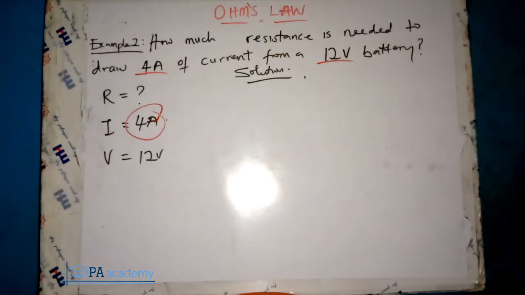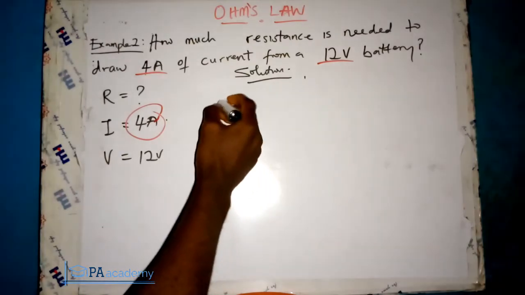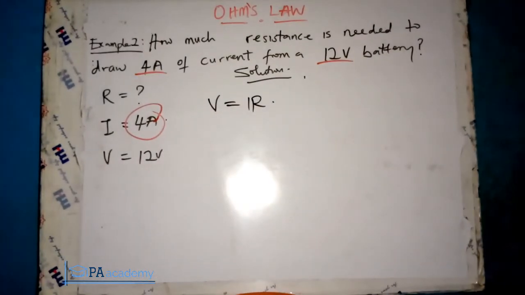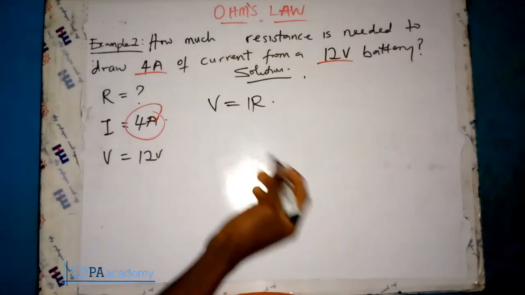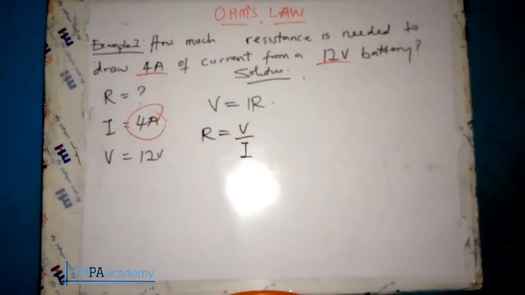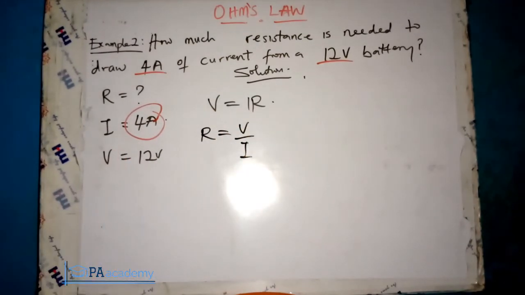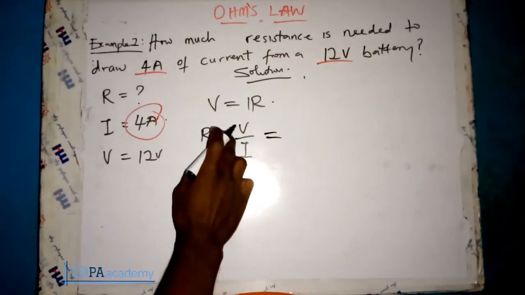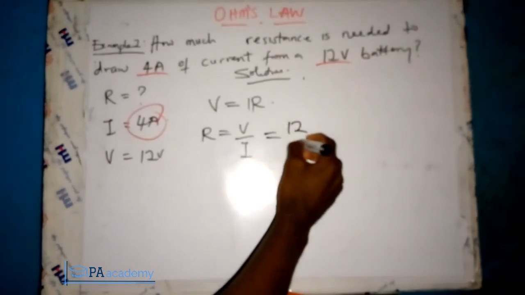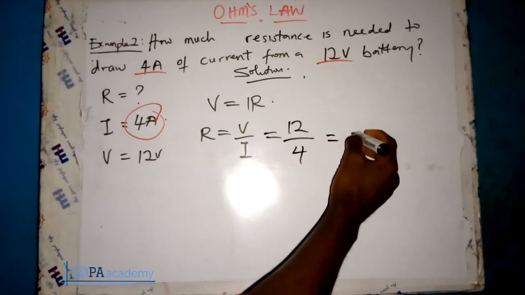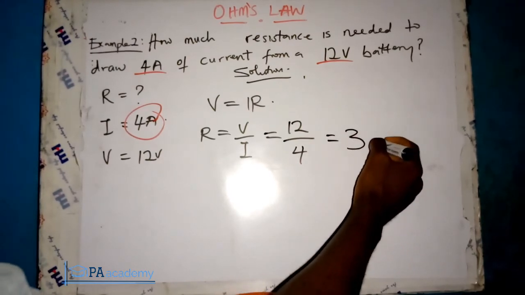So now let's bring in the formula. From V is equal to IR, since we are looking for R, if we make R the subject of the formula, we are going to have R is equal to V over I, that is voltage over current. So now let's put in our parameters. We are given our voltage to be 12, so we have 12 over our current, which is 4. So 12 divided by 4 will give us 3 ohms.